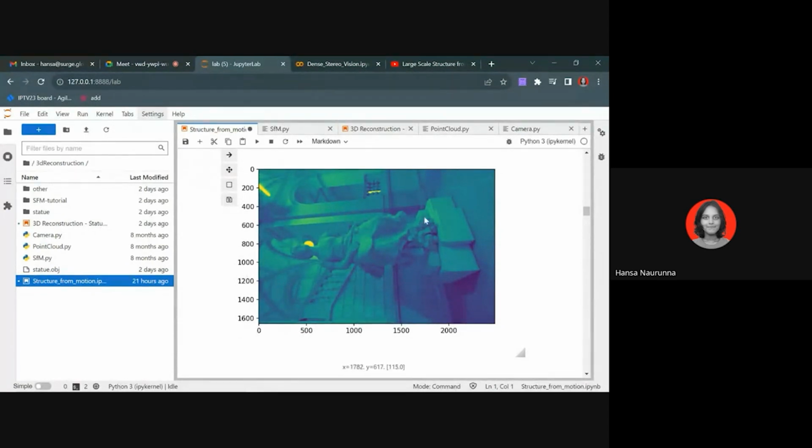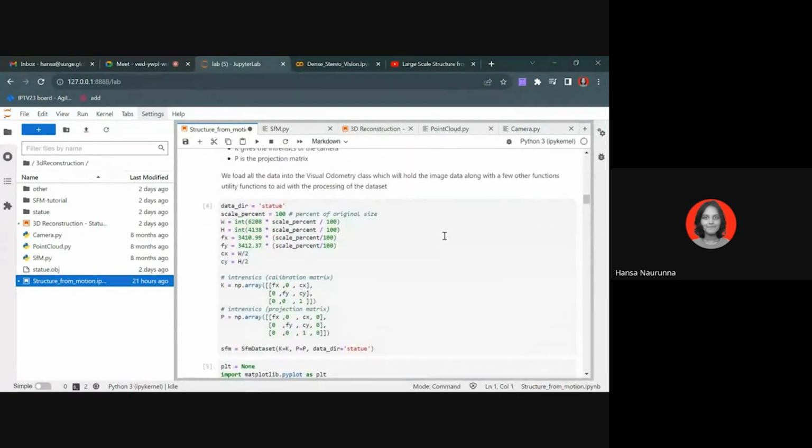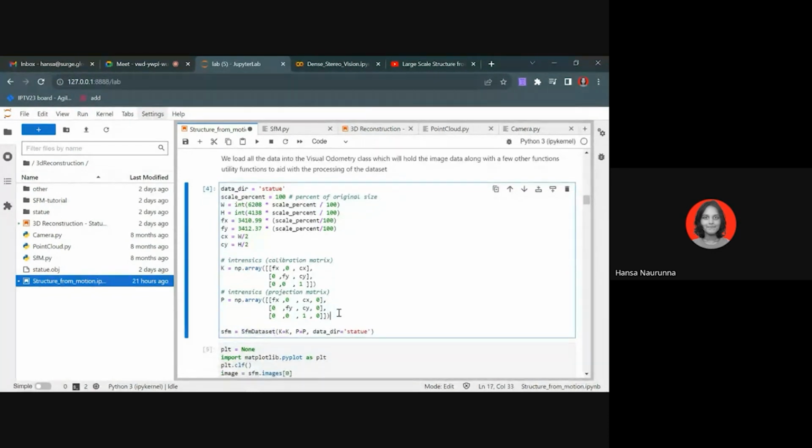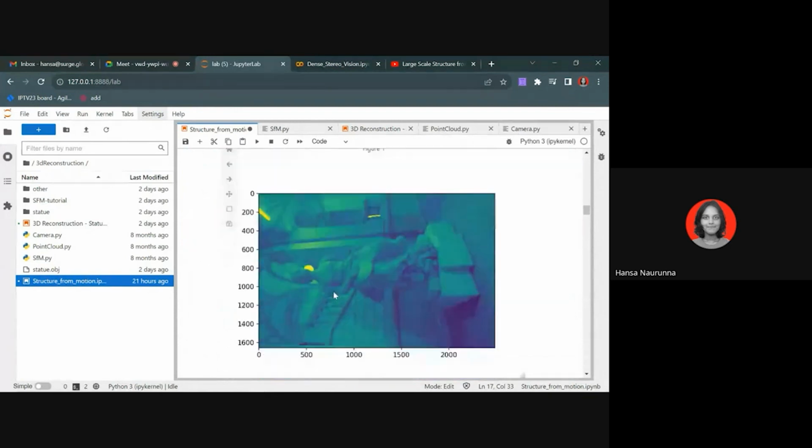So we have a lady on a pedestal over here. Oh, and over here we're loading in the statue dataset into this class that we created. So inside the class, it's just storing the images in an array, and also has some utility functions to find the pose and some other stuff, but we'll go through that. So over here we have the intrinsics where we are loading the projection matrix, and then we have the calibration matrix. I know they look the same, but the projection matrix is just the calibration matrix with this row over here, column over there.